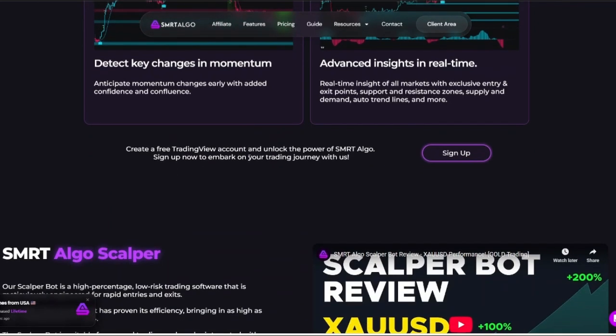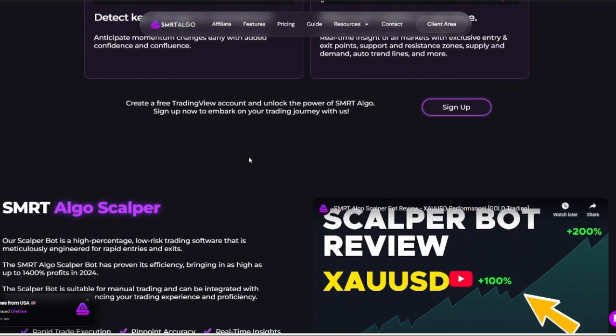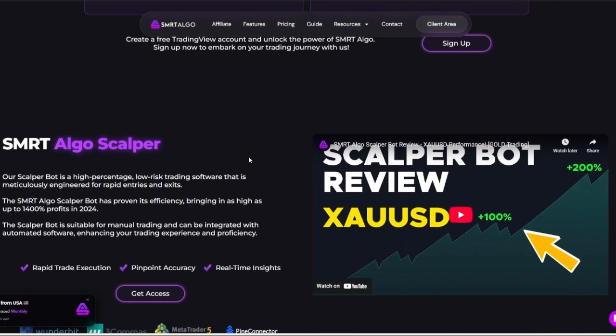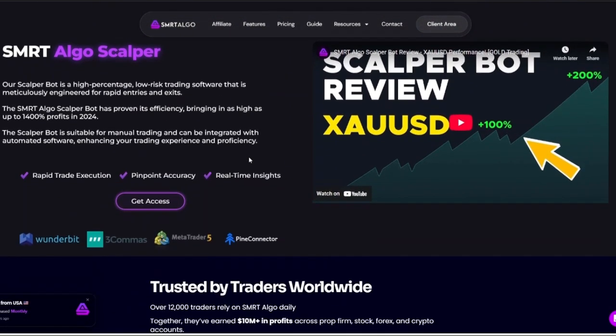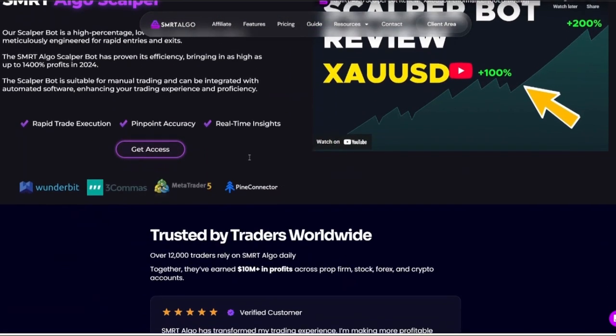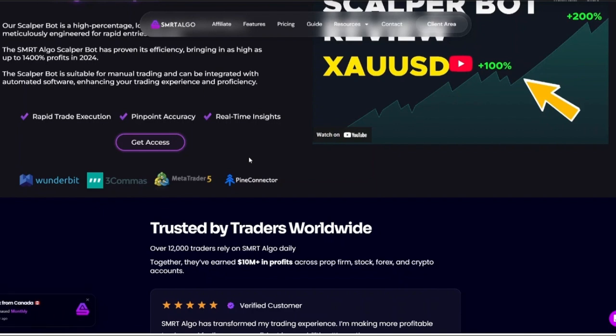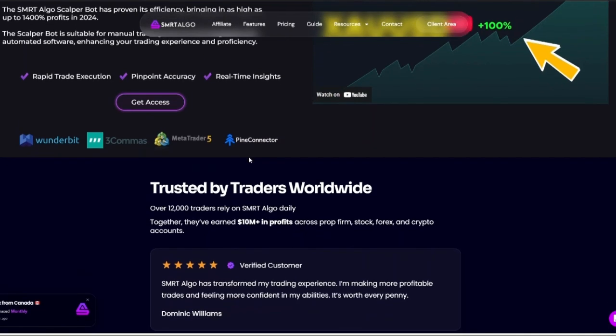It also emphasizes community support, giving users access to a VIP Discord group for strategy discussions, setups, and updates. In short, SMRT Algo is a one-platform solution. Instead of juggling multiple indicators, you get a toolkit that does a lot of the heavy lifting for you.